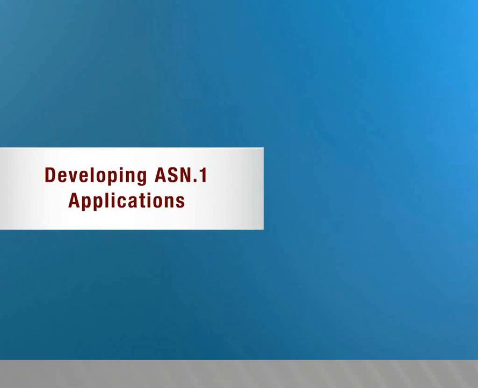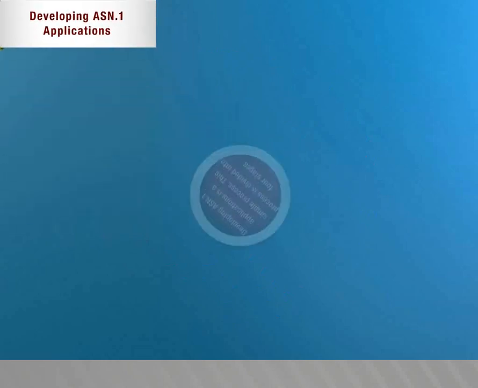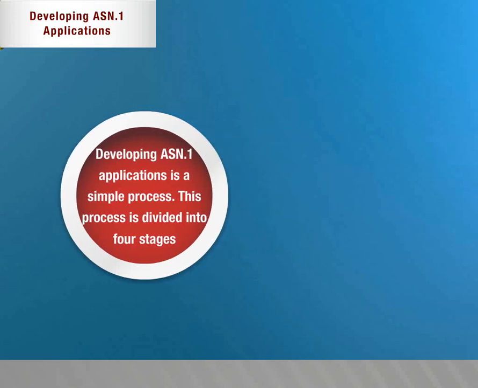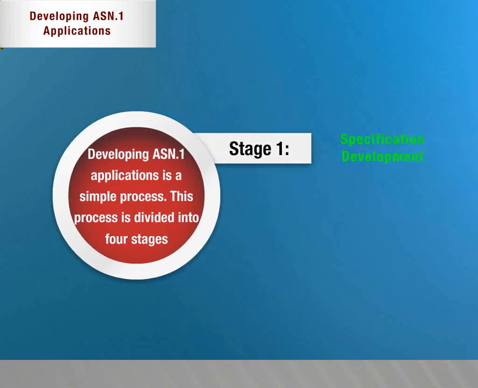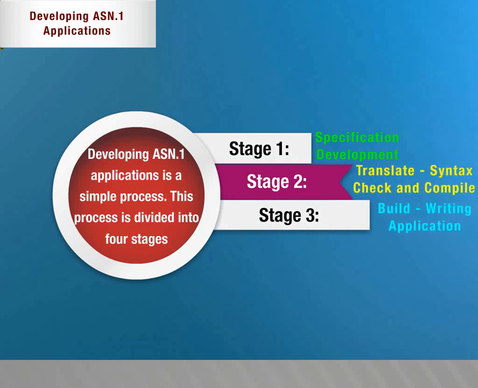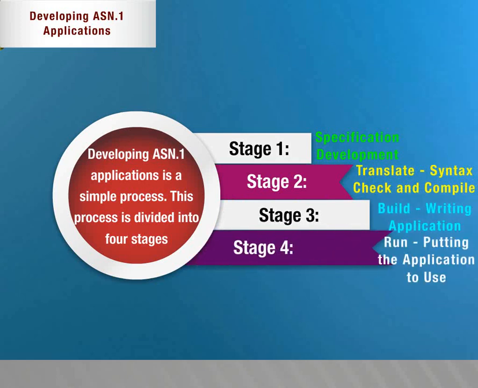Developing ASN.1 applications. Developing ASN.1 applications is a simple process. This process is divided into 4 stages. Stage 1. Specification development. Stage 2. Translate. Syntax check and compile. Stage 3. Build. Writing application. Stage 4. Run. Putting the application to use.